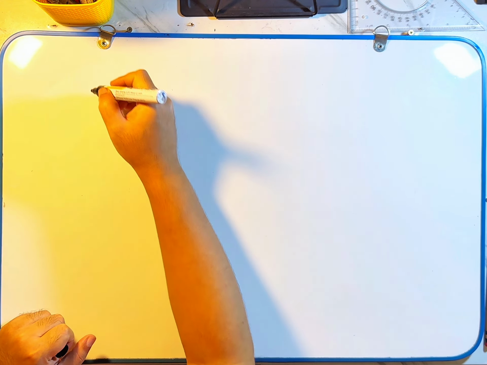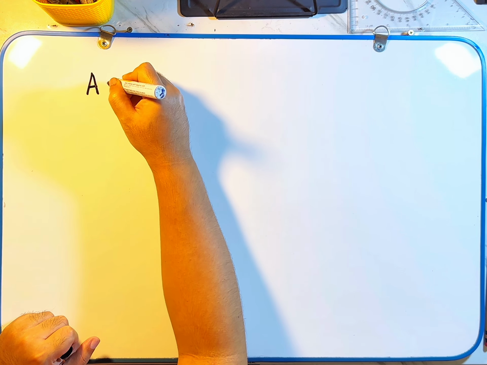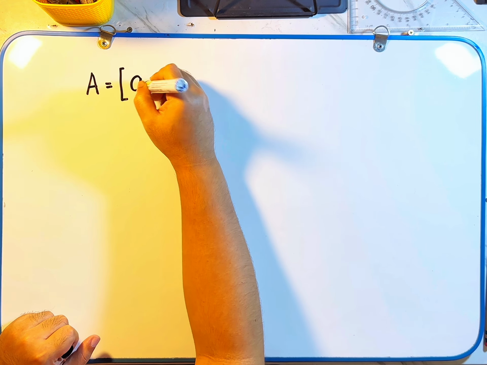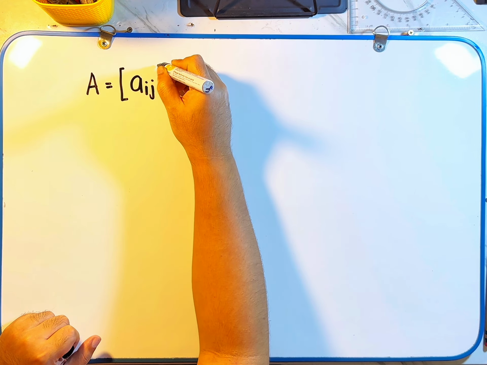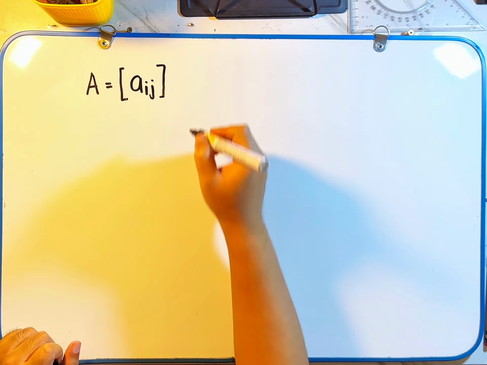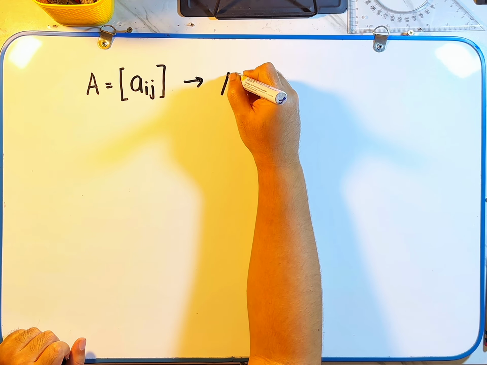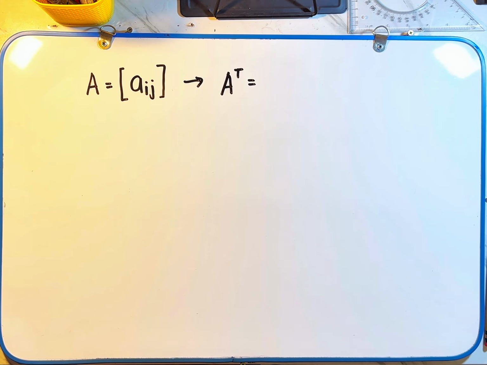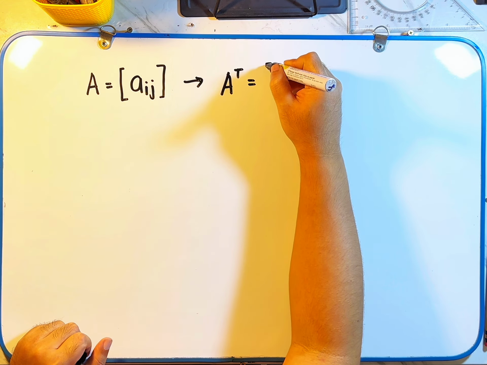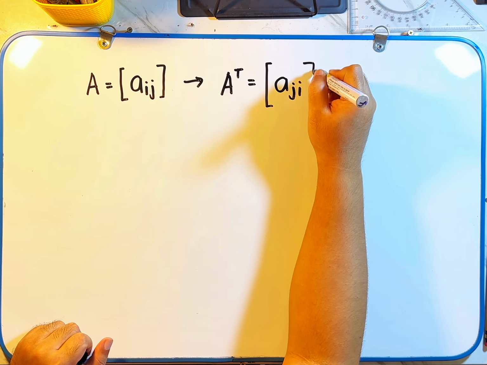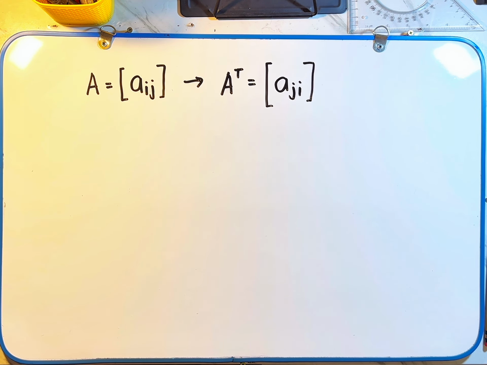Next, let us discuss transpose. For example, we have this matrix, matrix A, wherein the elements inside are in the form A, I, J, where I stands for the row and J stands for the column. The transpose of this matrix means you will swap the positions of the rows and columns such that the elements inside are in the form of A, J, I. Okay? So this is easy.